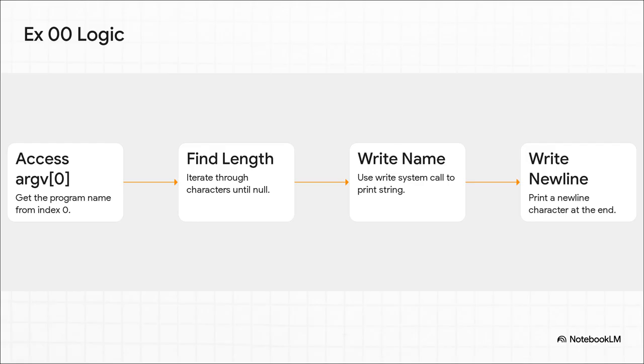Step 3, once you have that length, use write to output the whole string. And finally, step 4, do a quick 1-byte write call to print the new line character. And hey, don't forget, a new line is just a single character in C.